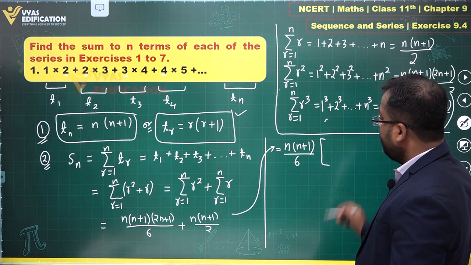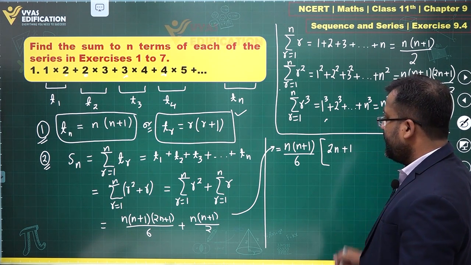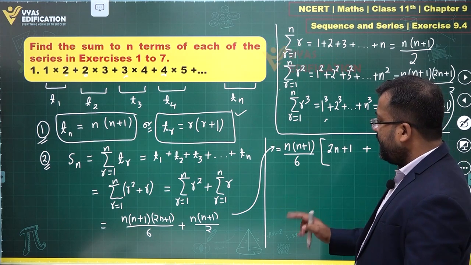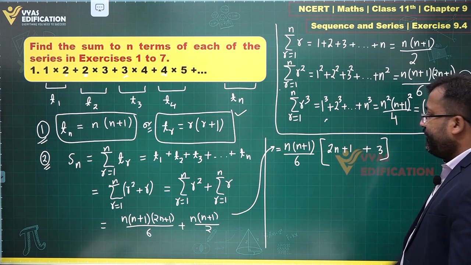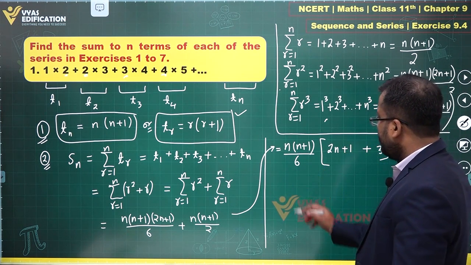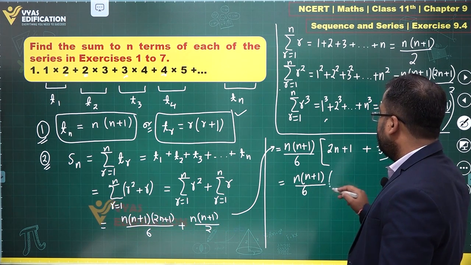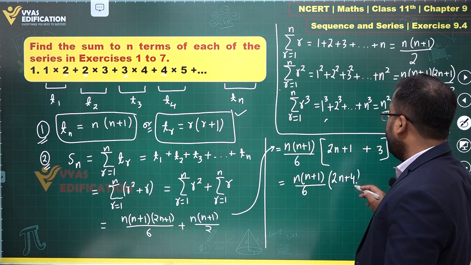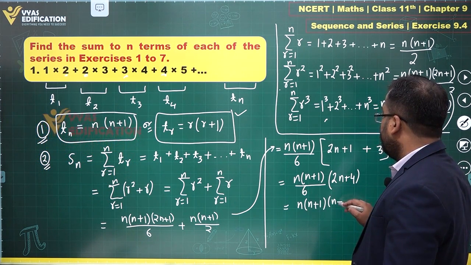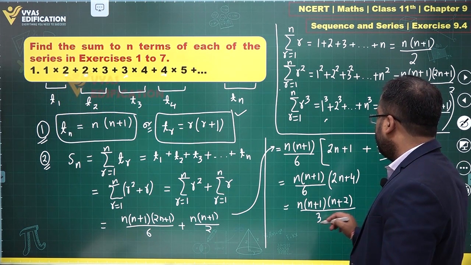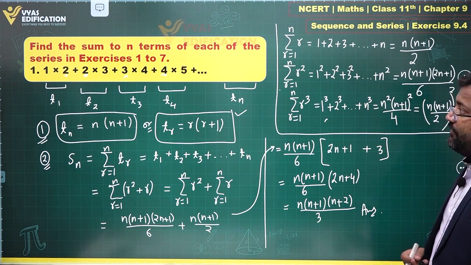And what do we get in the bracket after this? So n plus 1 upon 6 has come out common. 2n plus 1 will remain over here, plus n plus 1 by 2 is there, and you have taken out 6 common, so 3 will come in the numerator. This is what you'll get. Okay, and what does this simplify to? This is n plus 1 by 6, this is 2n plus 4. You can take out a factor of 2 common. This becomes n times n plus 1 times n plus 2 upon 3. That's my required answer for this question number 1, as you can see over here.